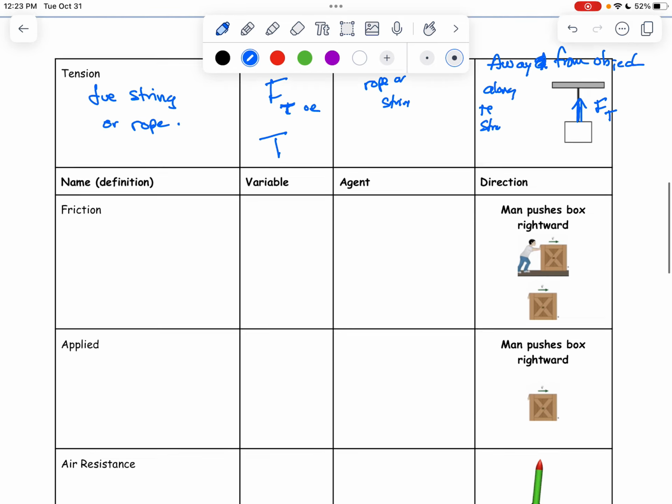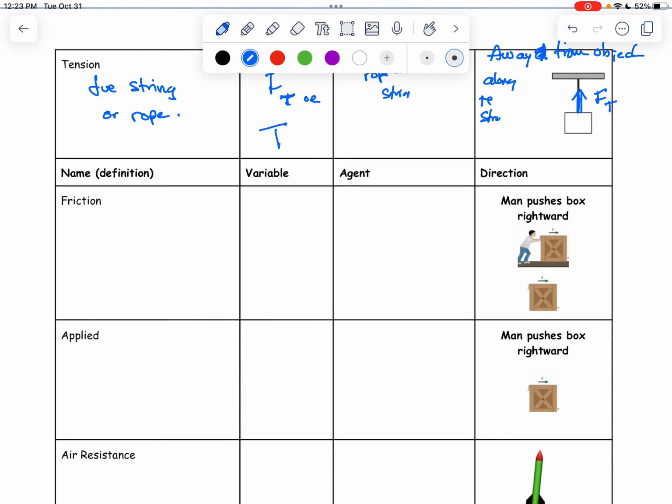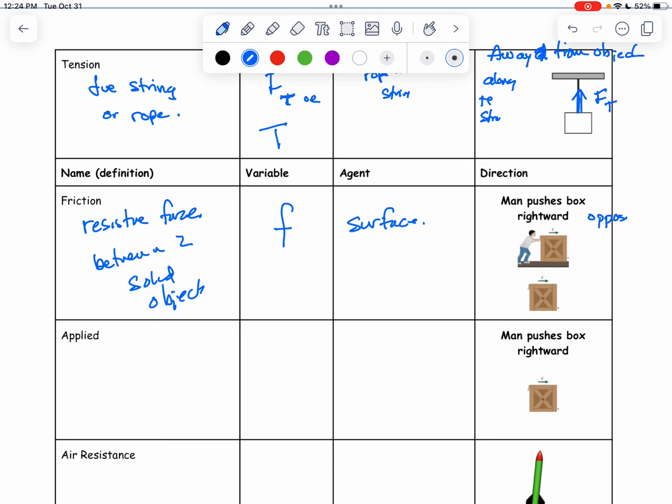Okay, the third one that we're doing is the force of friction. So friction is a resistive force. The variable we're going to use is a lowercase f, and again, this is also a surface force. This resistive force is between two solid objects. And the direction is always going to be opposite the motion. So if this box is moving this way, our friction force would be opposite. That's what we mean by resisting, and that would be our frictional force.